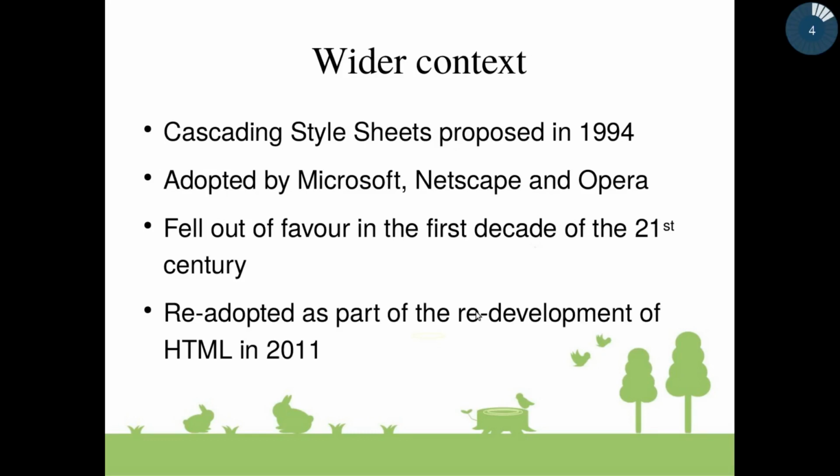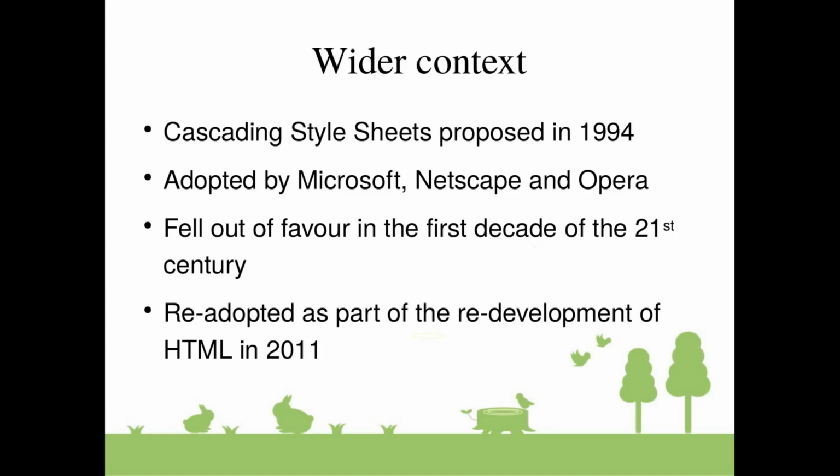The wider context is that cascading style sheets were first proposed in 1994 and adopted by Microsoft, Netscape and Opera, but they fell out of favour in the first decade of this century before being readopted as part of the redevelopment of HTML in 2011.